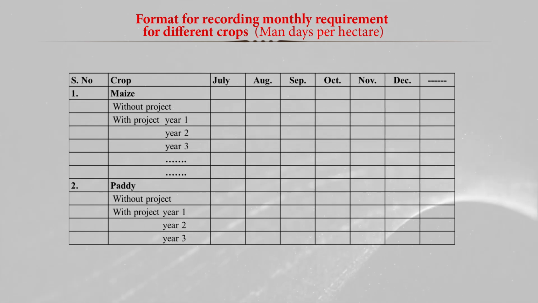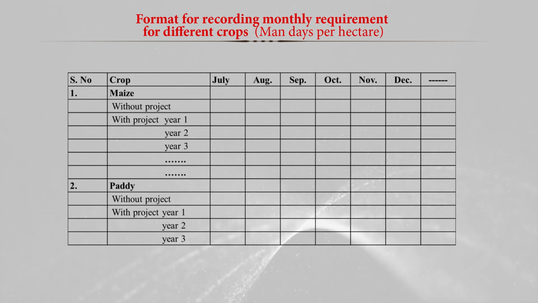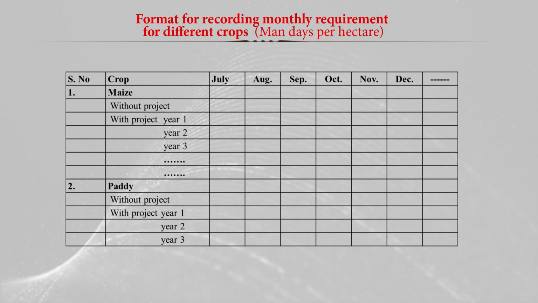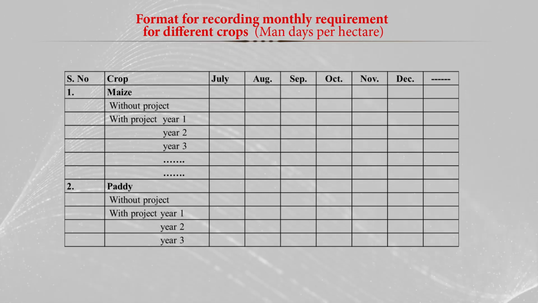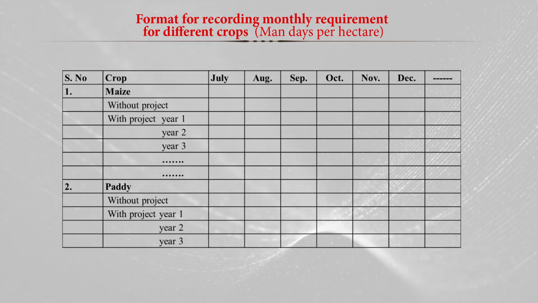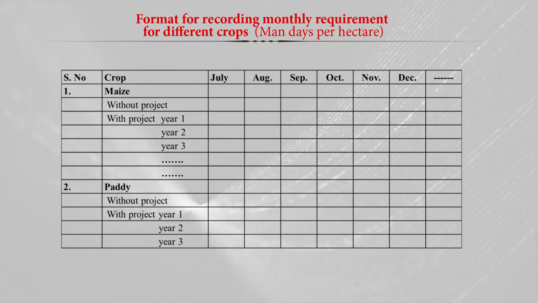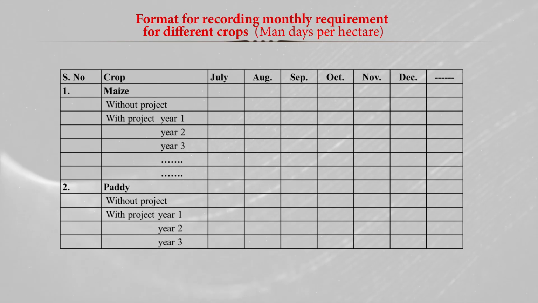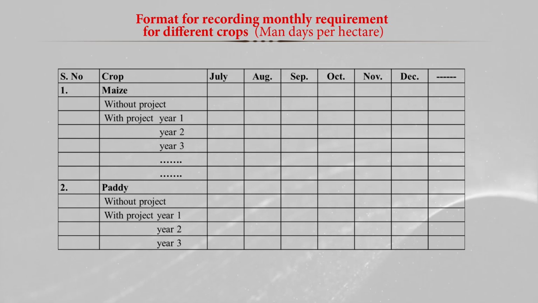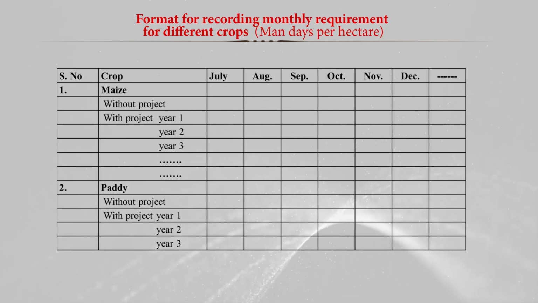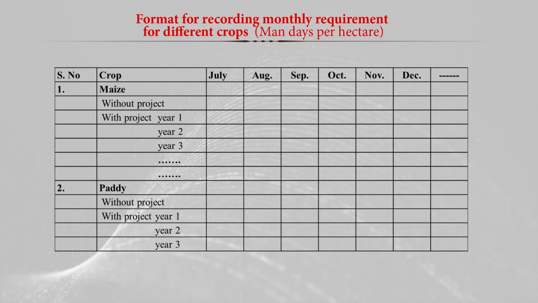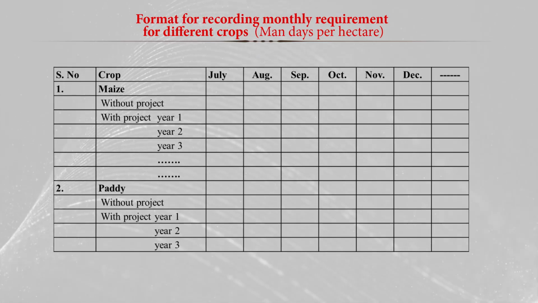And this is the format to record the information about the labor requirement on a monthly basis. Here again we can identify the labor requirement in man days per hectare, from July, August, September, October, November, December, then January, February, March up to June. For all 12 months, we have to estimate the labor requirement for different crops without the project, and with the project in years 1, 2, 3, 4, 5, for crops like maize, paddy and jowar fodder. Then in case of the rabi, the mustard and wheat. So for all the crops we have to estimate the labor requirement month wise.